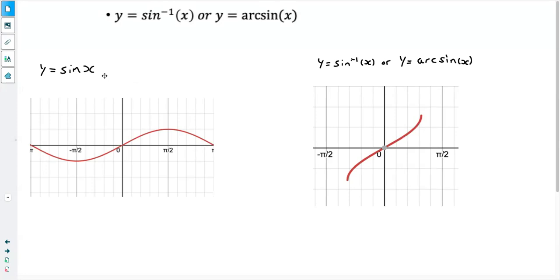Now, if we're to take the inverse of this, the inverse will not be a function because we'll have multiple y values used for a given x value. So because of that, what we do is we restrict our domain on this original. So we're going to restrict it between this point and this point. So between negative pi over 2 comma negative 1 and pi over 2 comma 1.